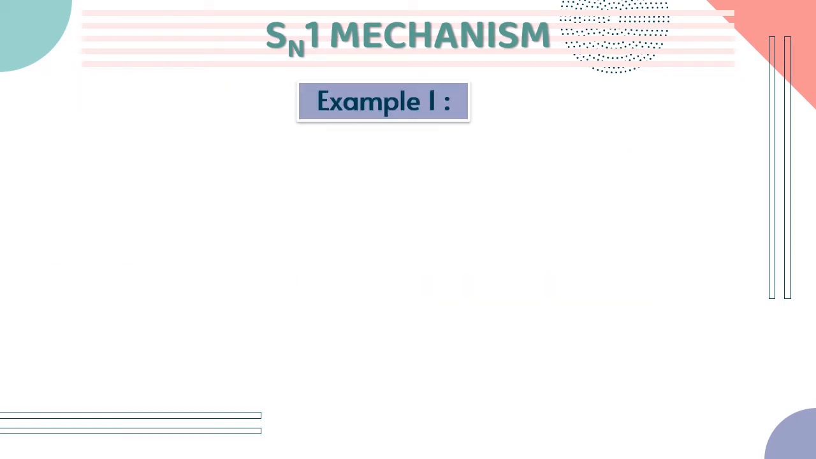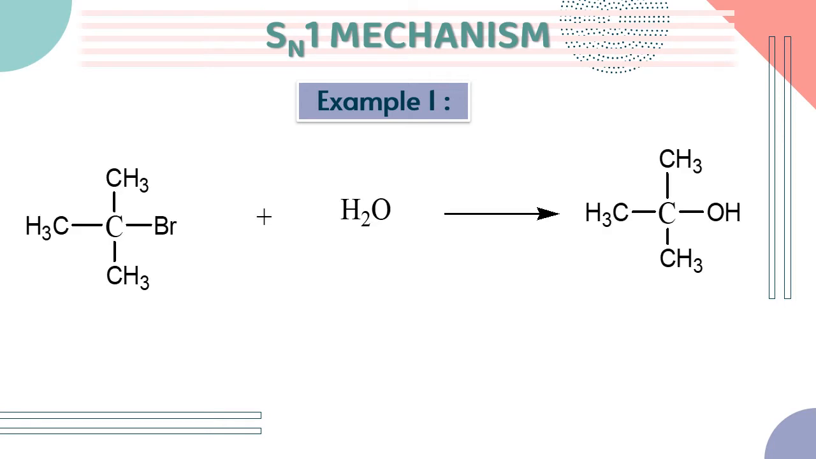Now, let's look at example 1. Okay, so dekat sini, I have over here a tertiary haloalkane, because this carbon that is bonded to bromine is bonded to 1, 2, 3 other carbons. So, it's a tertiary haloalkane. Okay, so like I mentioned before, SN1, kalau ada tertiary haloalkane, confirm dia akan undergo SN1.